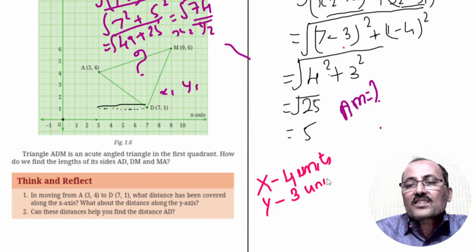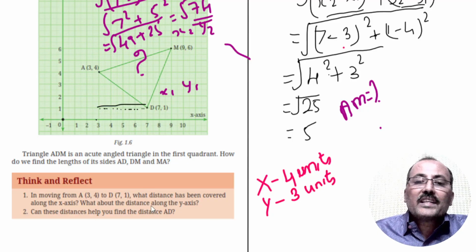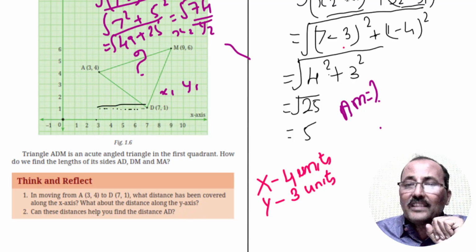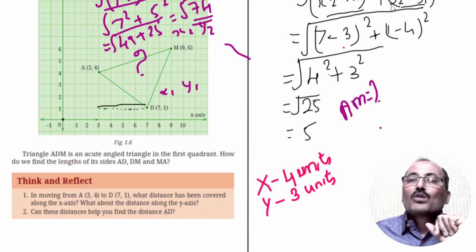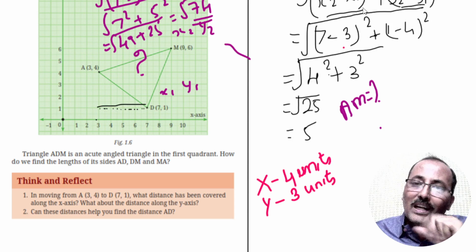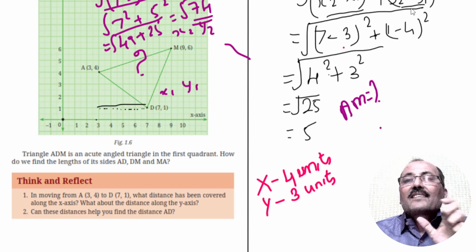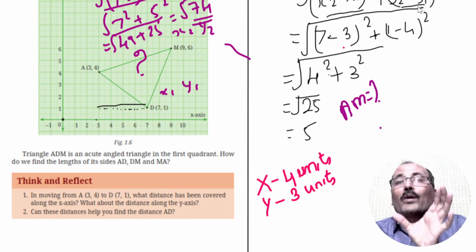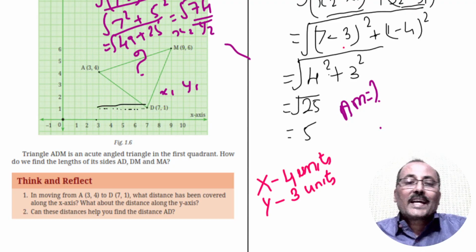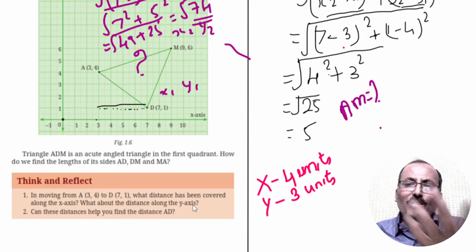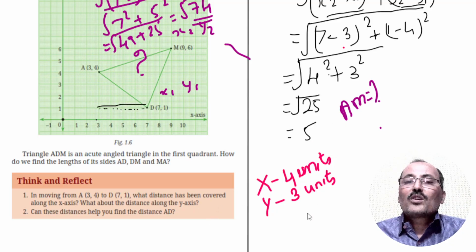They are asking next, what about the distance along the y-axis? That's why they are asking us to use this formula, (x2 minus x1) whole square plus (y2 minus y1) whole square. x2 minus x1 gives the distance along the x-axis, and y2 minus y1 gives the distance along the y-axis. Can these distances help you to find the distance AD? Yes, that only helped. How? This only we have seen.